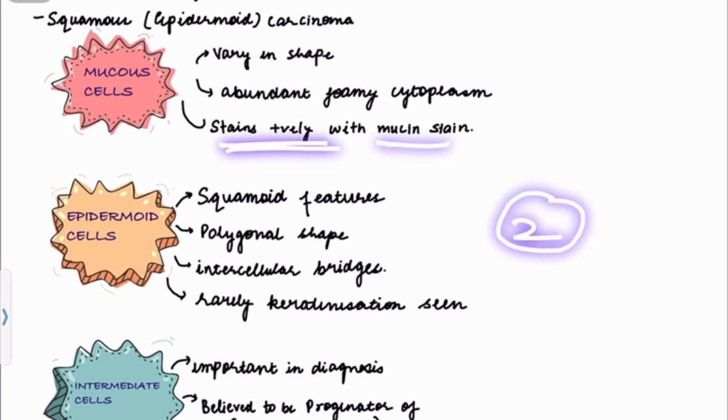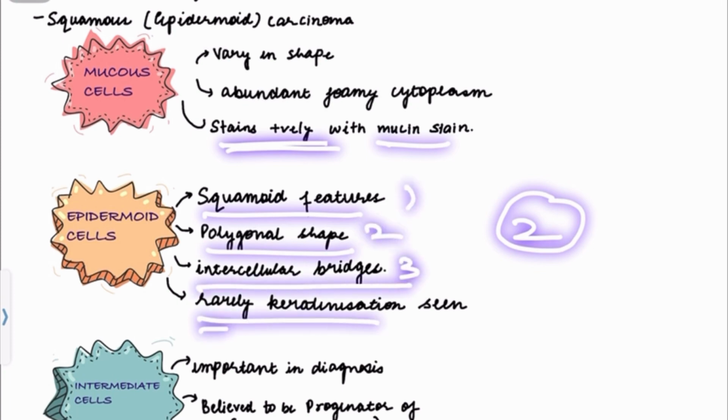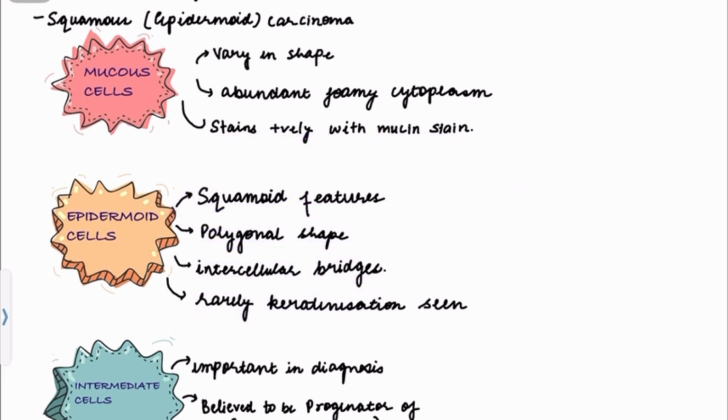Second is the epidermoid cells. These have squamoid features, polygonal in shape, intercellular bridges are present and they rarely show keratinization. These have squamoid features but they do not show keratinization.